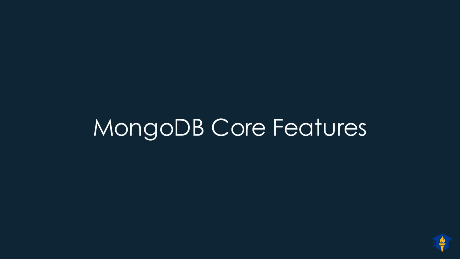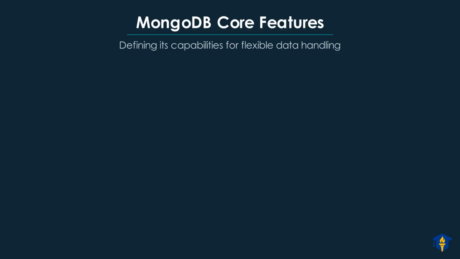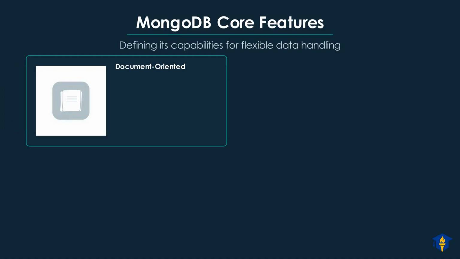We will now delve into the core features that define MongoDB. These capabilities are essential for understanding its flexible approach to data handling. First, MongoDB is document-oriented, which influences how data is stored. It stores data in flexible, JSON-like documents, allowing rich data representation. These documents are then logically grouped together into collections.